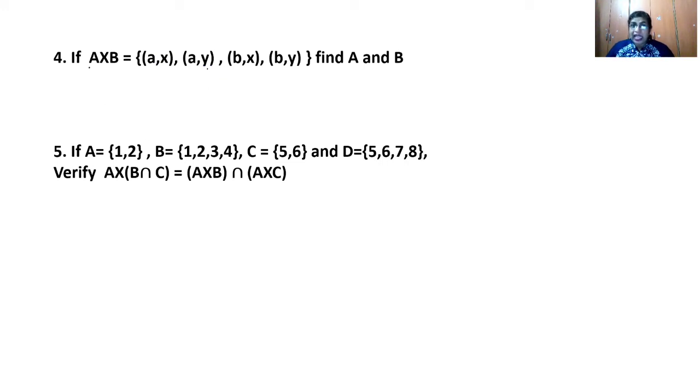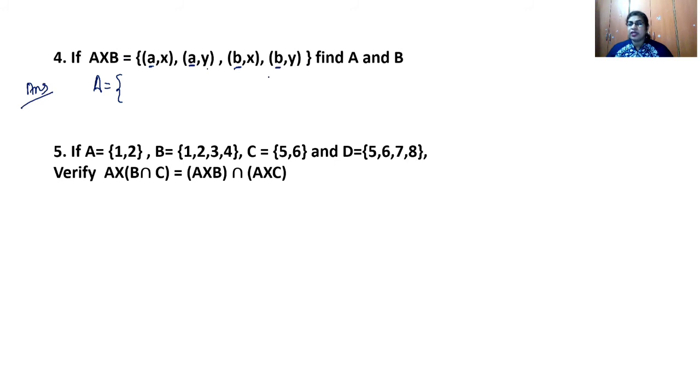Now since A is the first set, look at all the ordered pairs and check their first elements. That is the element of the set A. So let us look at the answer here. We want A cross B, so I want the set A and the set B. So the set A is equal to, just look into all the ordered pairs' first elements.